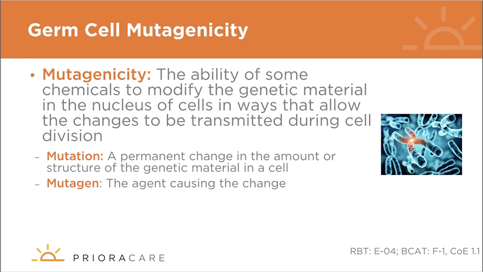Next, let's go over the health hazard of germ cell mutagenicity. Mutagenicity is the ability of some chemicals to modify the genetic material in the nucleus of cells in ways that allow the changes to be transmitted during cell division. In particular, a mutation is a permanent change in the amount or structure of the genetic material in a cell, and a mutagen is the agent causing the change.